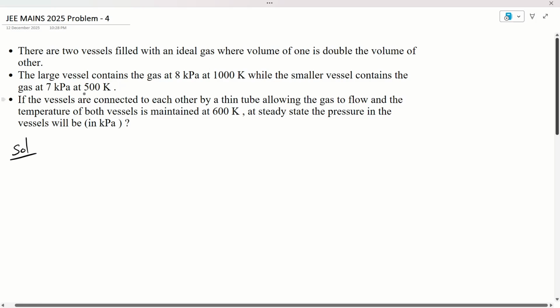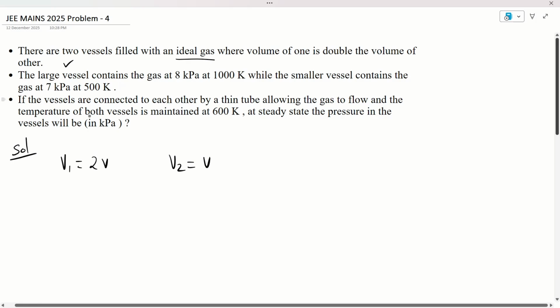Look at the question, I have divided it into 3 statements. First statement, there are 2 vessels filled with an ideal gas. So that is an important keyword. Then, the volume of one is double the volume of the other. So there are 2 vessels V1, V2. The first one's volume is double the second one, V. This is the first statement.